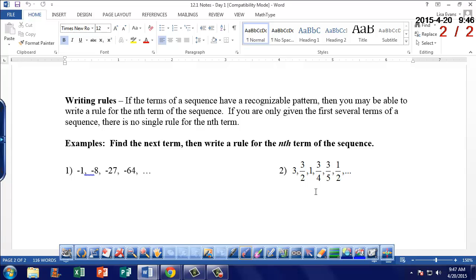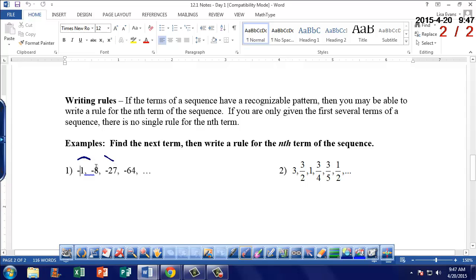And you can figure it out by testing however many terms they give you. So for example, this one has 4 terms. Now here's the most difficult thing students have with this. When you're in grade school, you're used to saying, how am I going from -1 to -8, -8 to -27?